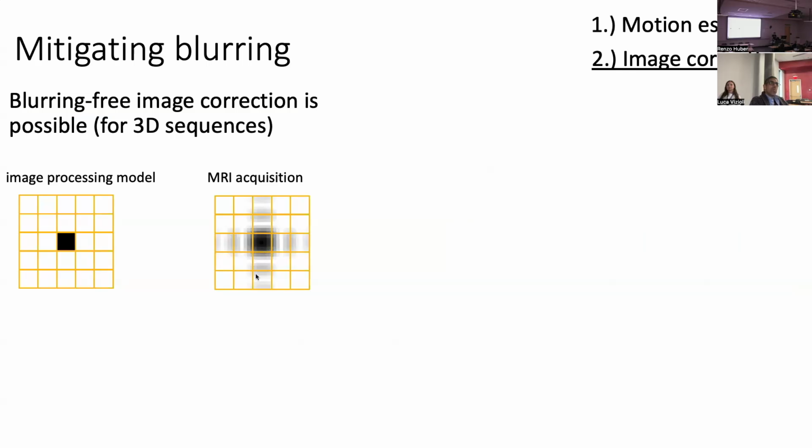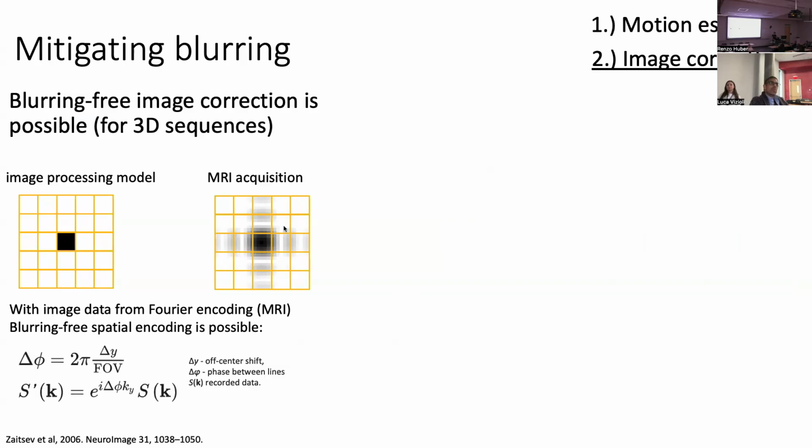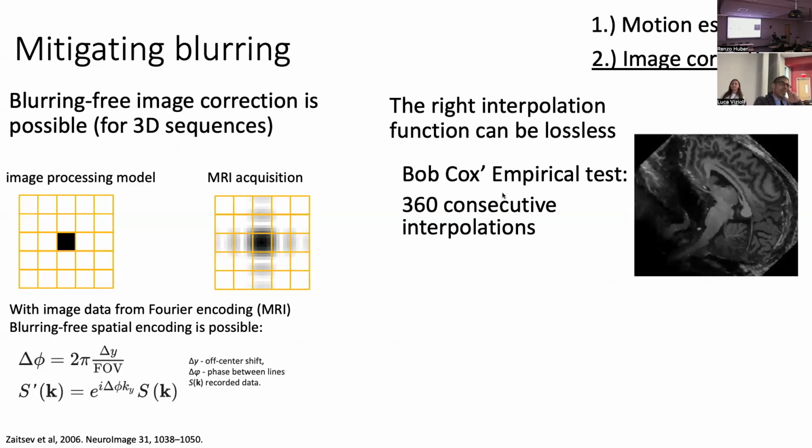So in Fourier encoding, we don't have a resampling problem, in the sense that, for example, if you take this voxel, put it back to k-space and just add a linear phase, let's say we want a translation of that voxel by half the voxel size, we add a phase and put it back into image space. We add another half-voxel phase, put it back to image space. We can do this a billion times in steps of half a voxel, and we will never lose resolution, ever. The practical test for this was proposed many years ago by Bob Cox.